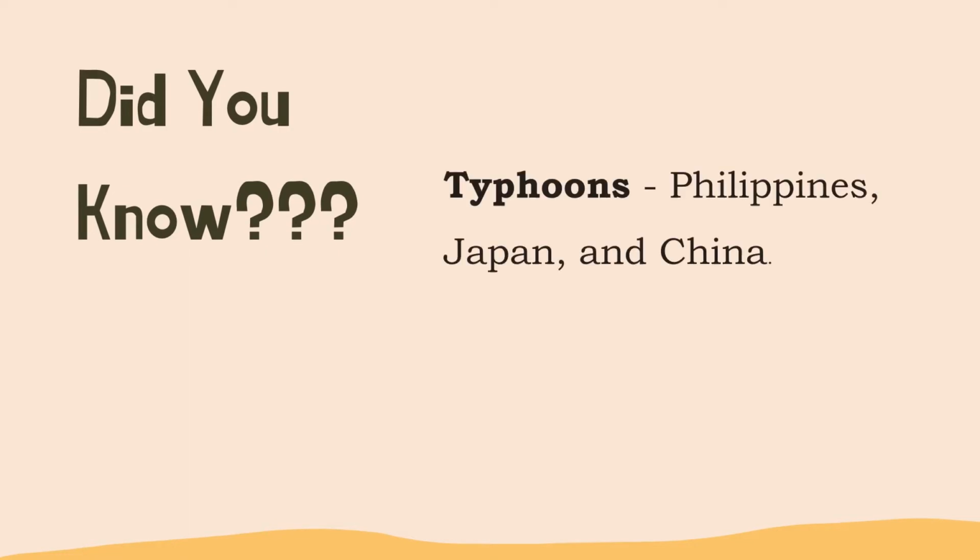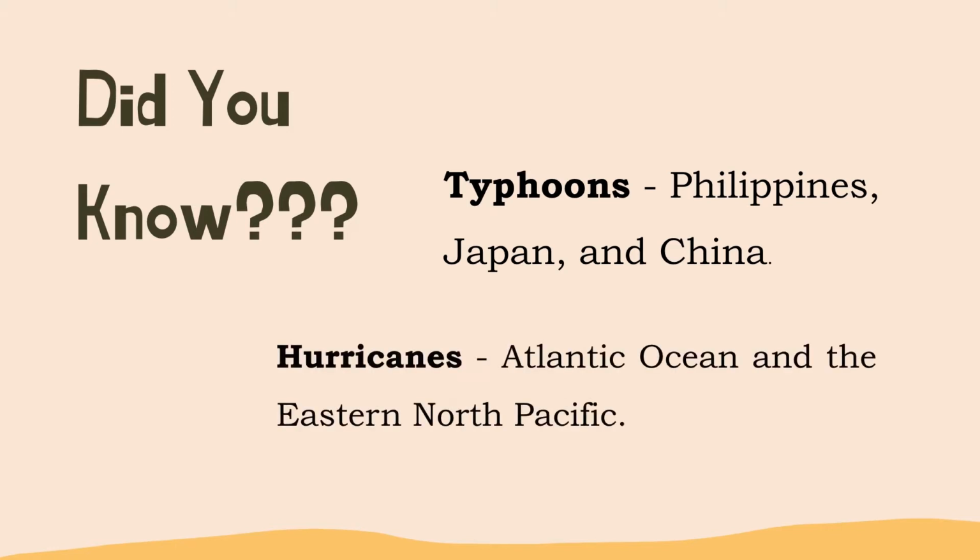Did you know? In the Philippines, Japan, and China, the tropical cyclones are known as typhoons. Meanwhile, in the North Atlantic Ocean and Eastern North Pacific, they are called as hurricanes.